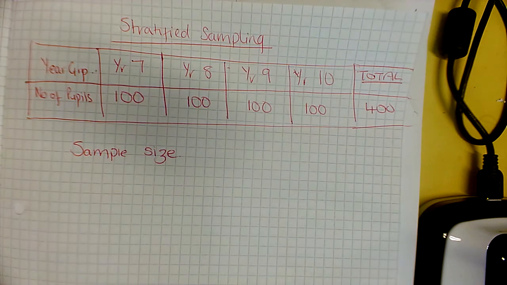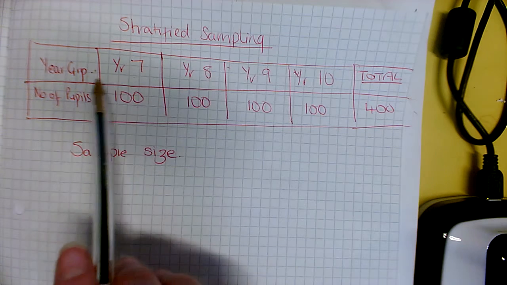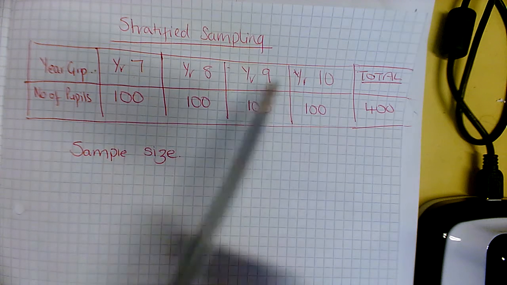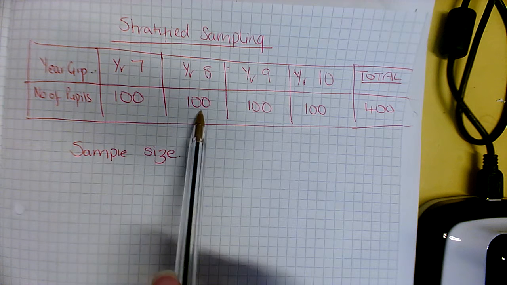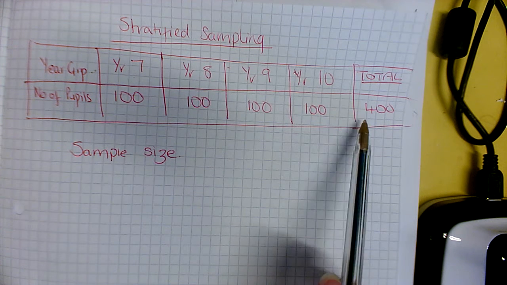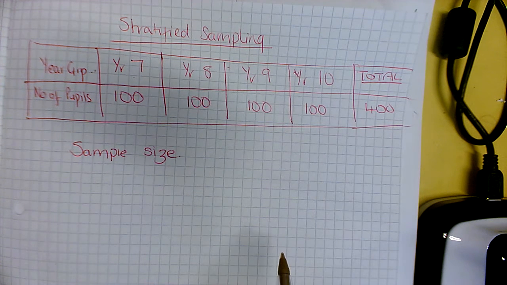Okay ladies, a quick look at stratified sampling. So I've set out a basic table with the year groups across the top, 7, 8, 9 and 10, and I've assumed, clearly unrealistically, that there's exactly the same number of students in each year group. This gives me a total across the 4 year groups of 400.